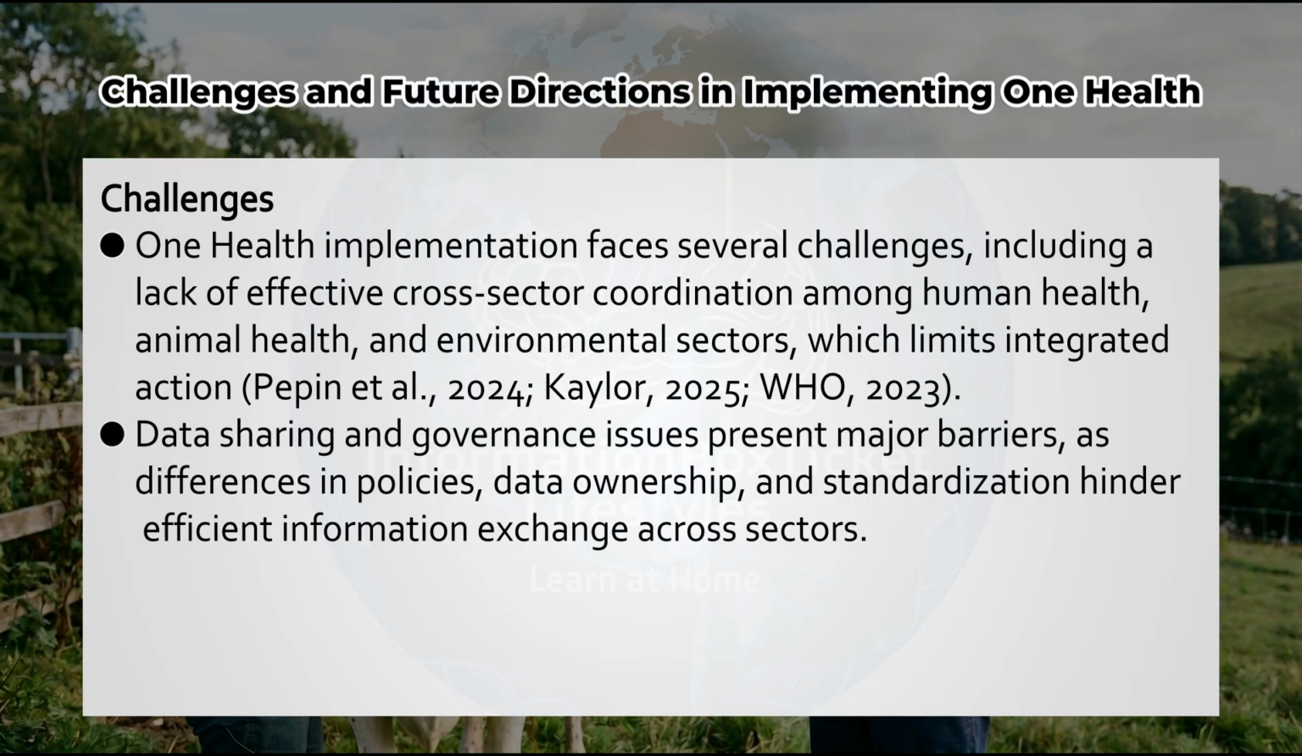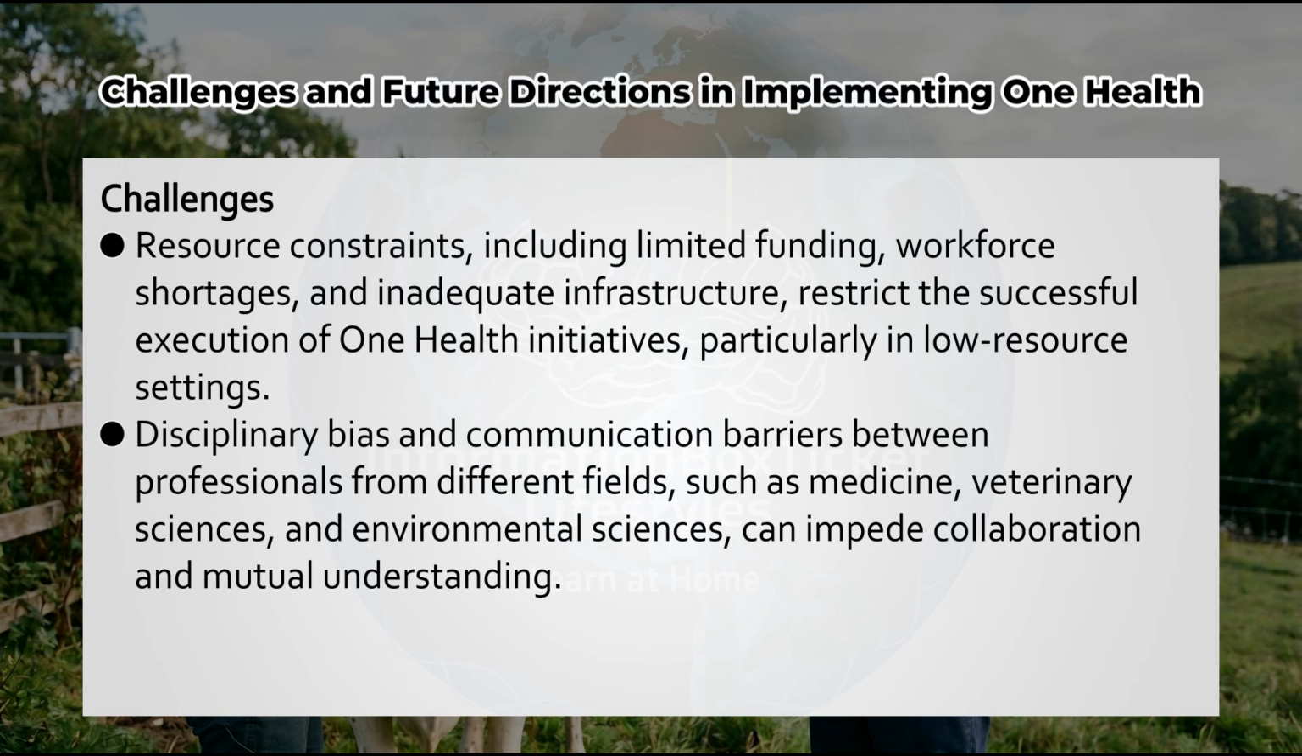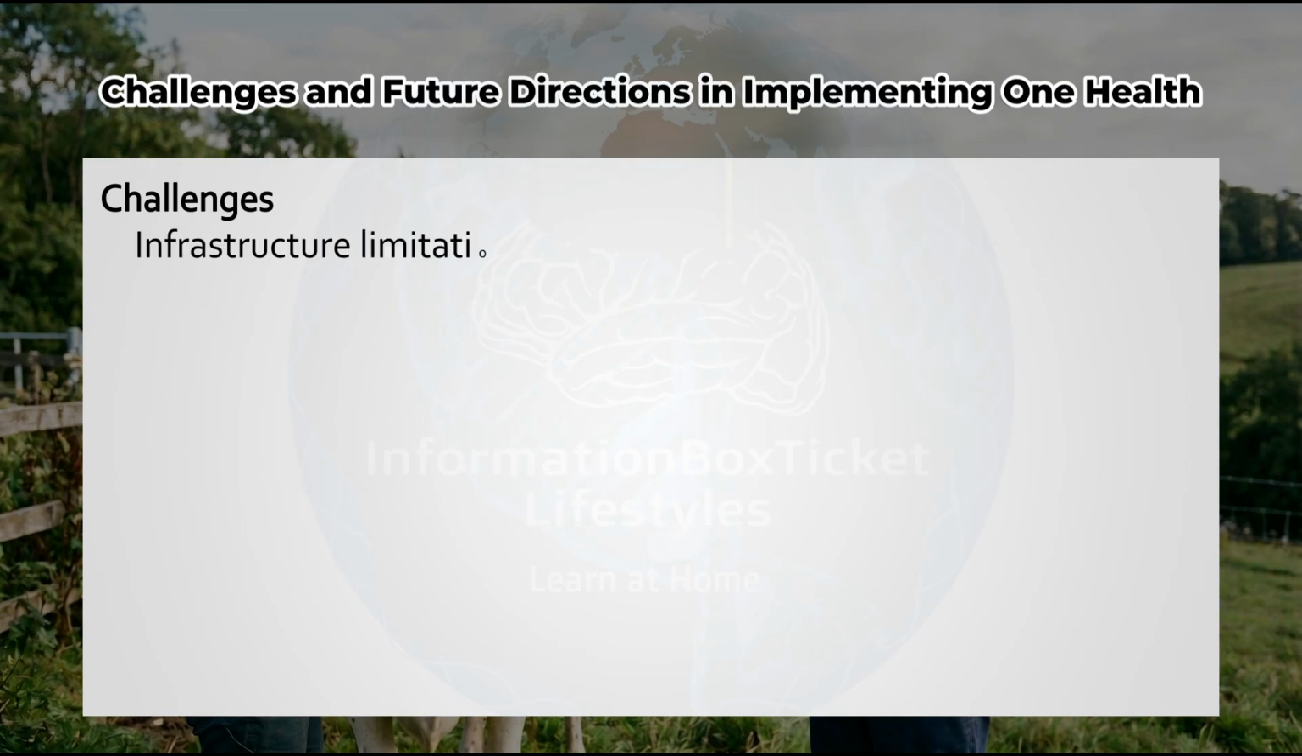Data sharing and governance issues present major barriers, as differences in policies, data ownership, and standardization hinder efficient information exchange across sectors. Resource constraints, including limited funding, workforce shortages, and inadequate infrastructure, restrict the successful execution of One Health initiatives, particularly in low-resource settings. Disciplinary bias and communication barriers between professionals from different fields such as medicine, veterinary sciences, and environmental sciences can impede collaboration and mutual understanding.